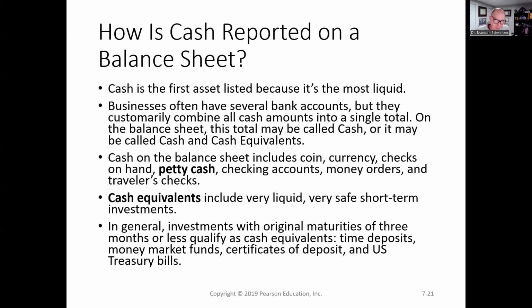Short-term investments typically have a maturity date. The maturity date means when it's due or when you'll receive the payment by. This would be like a certificate of deposit, money market funds, treasury bills. They all have a date associated with those. It's called a maturity date. When it matures is when it pays out.